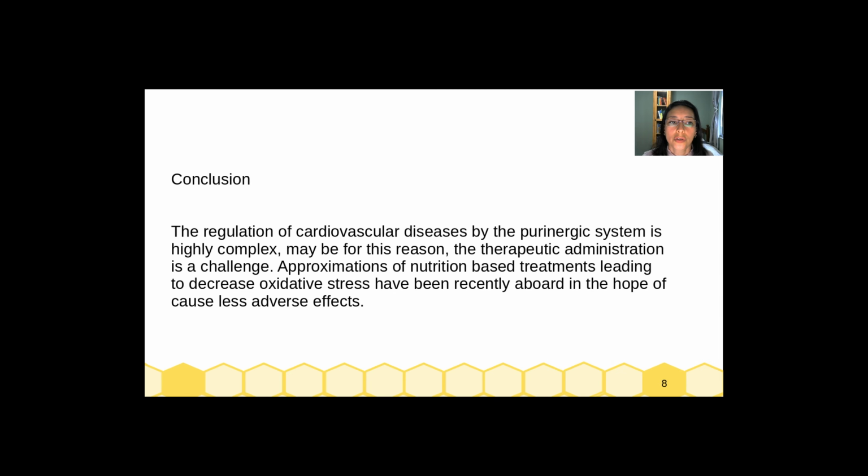As a conclusion, the regulation of cardiovascular diseases by the purinergic system is highly complex. Maybe for this reason, therapeutic administration is a challenge. Approaches of nutrition-based treatments that lead to decreased oxidative stress have recently been proposed in the hope of causing fewer adverse effects. Thank you for your attention.